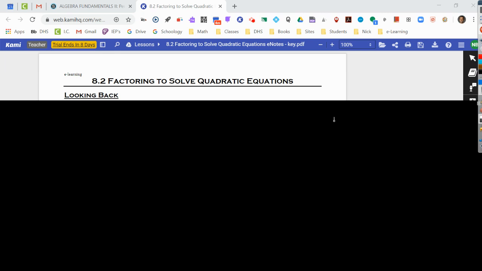So today we are actually going to do some factoring now to solve quadratic equations, right? Yesterday you guys learned about that zero product property, and today we're going to factor and then use that zero product property, all right?